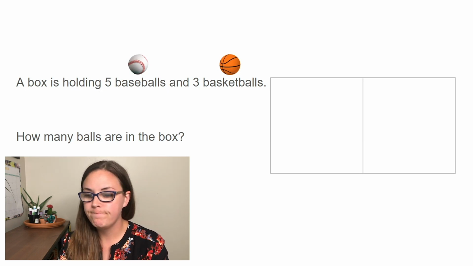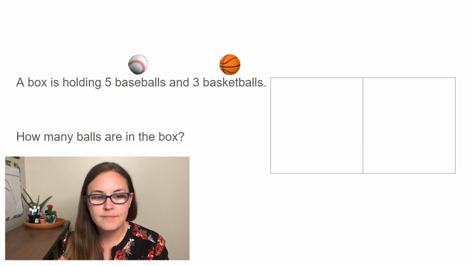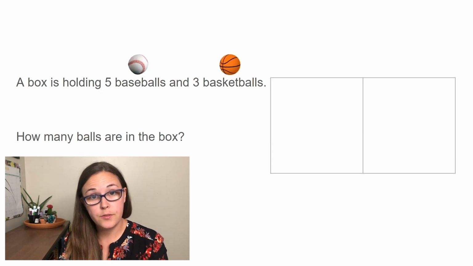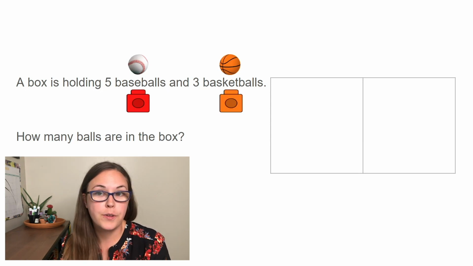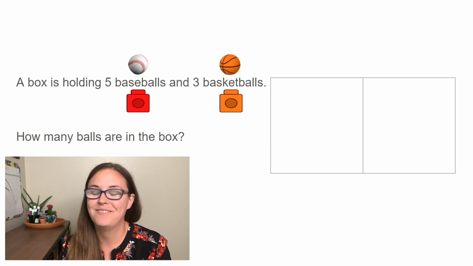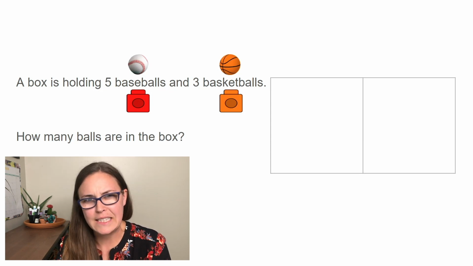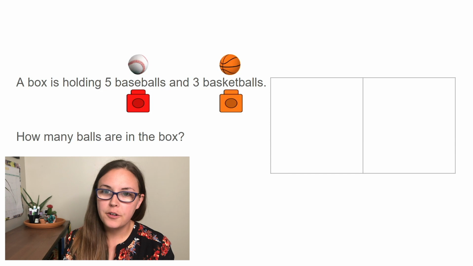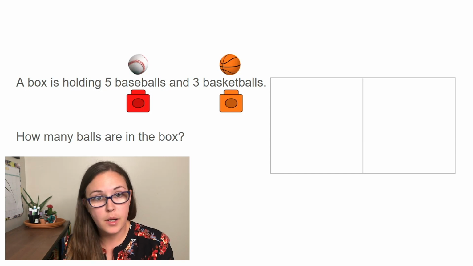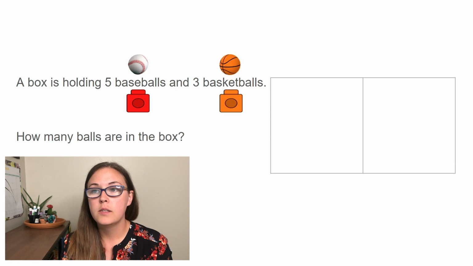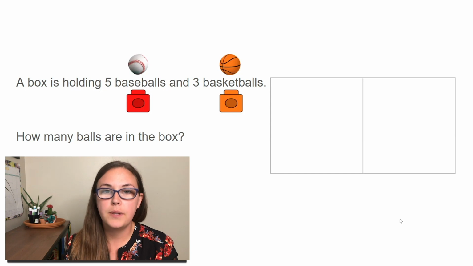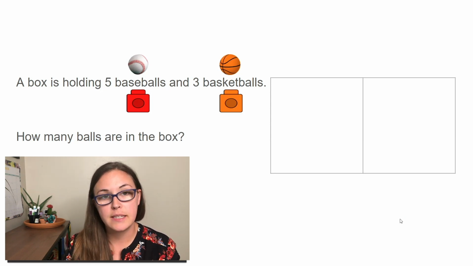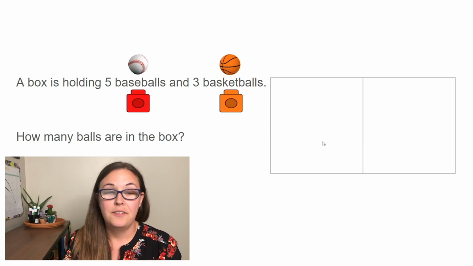Well, what's our first step? That's right, we have to pick colors for the cubes. I picked red for the baseballs and orange for the basketballs because they kind of match. Can you tell me the next step? That's right. We have to model 5 baseballs and 3 basketballs in our part whole map. So on the left half of your part whole map, I'd like you to place 5 objects that represent the baseballs. Let's count them together. Are you ready?